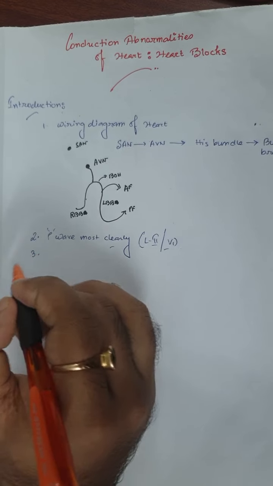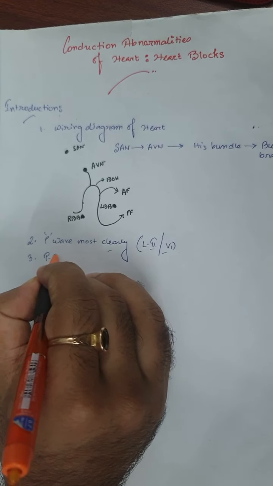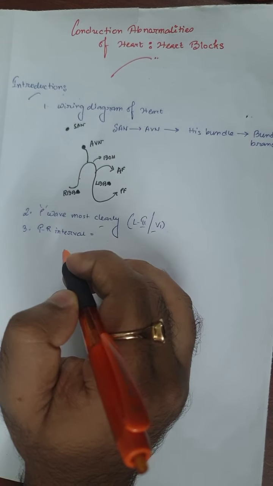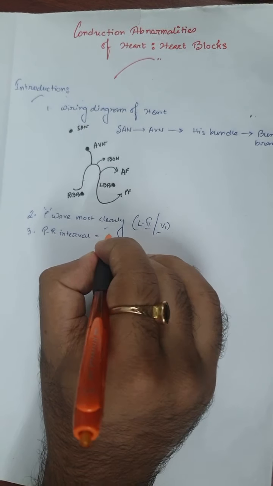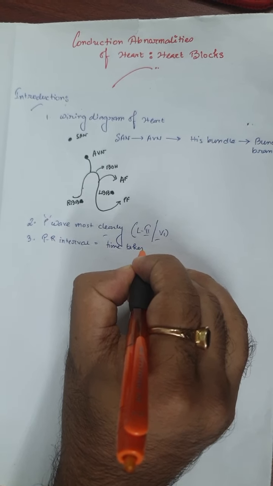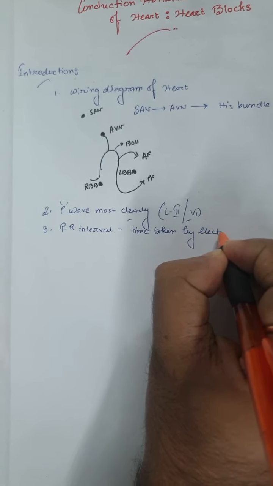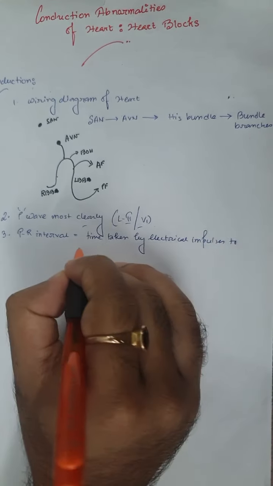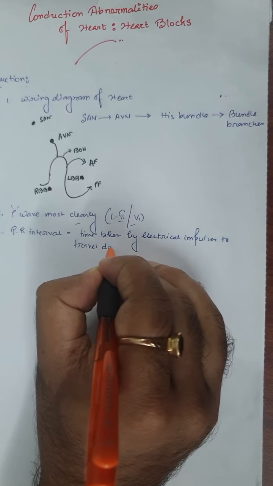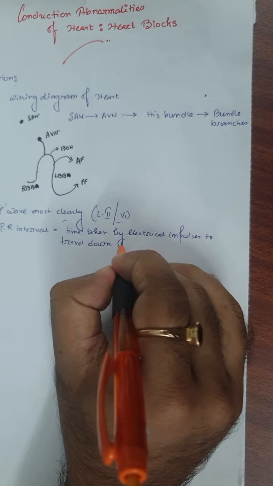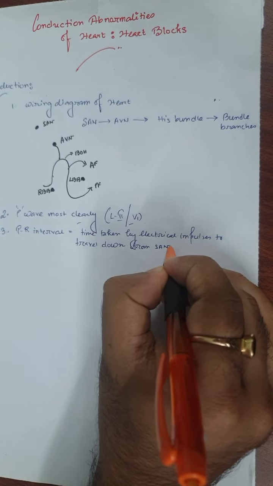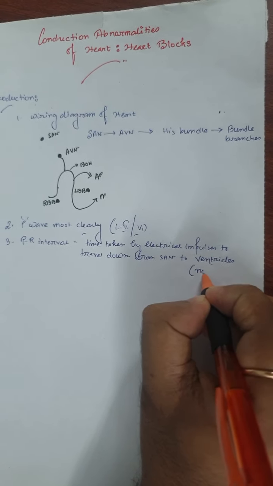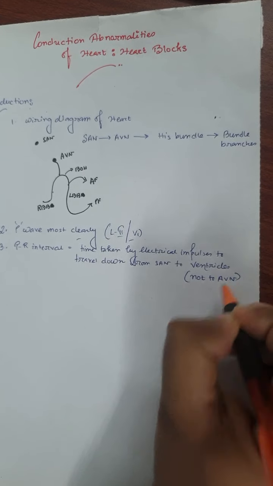And number 3 important point is we should know a brief introduction about the PR interval. So what is the PR interval? It is the time taken by electrical impulses to travel down from the SA node to the ventricle muscles, or the ventricles. And yes, it's not to the AV node.